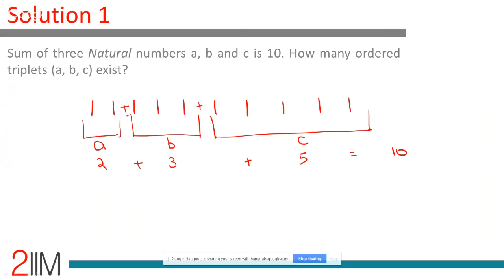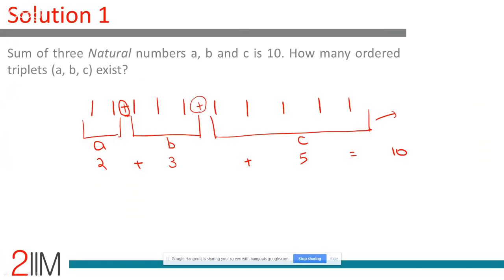I put a plus symbol here. That means the first two go into box A. Put another plus symbol here, the next three go into box B, and then the remaining five go into box C. This question, where we had three natural numbers adding up to 10, we converted into sticks being dropped into boxes. And then instead of boxes being positioned there, we're using this plus symbol to delineate the boxes. And so this question now completely depends on these pluses and where they are positioned.